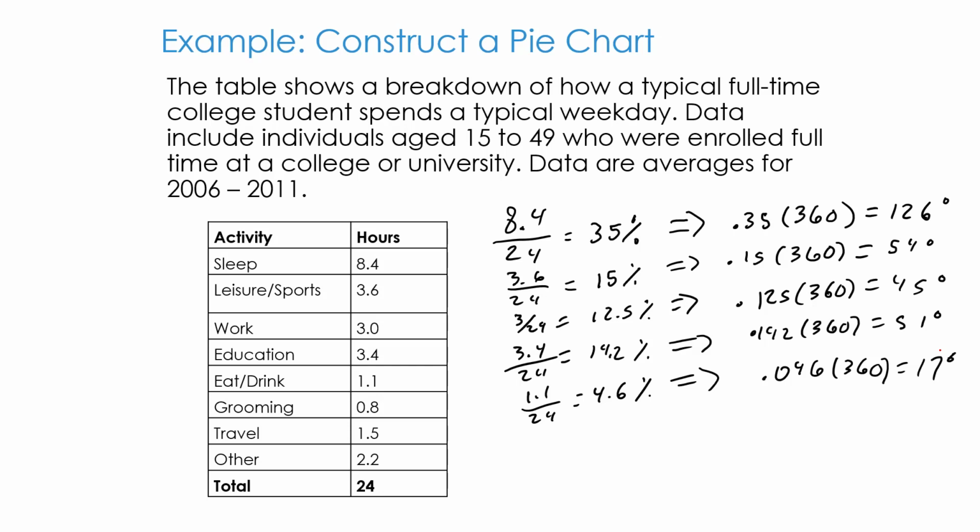Grooming, 0.8 divided by 24. And that will be 3.3%. And then you take your 0.033 and multiply by 360 degrees. These should all have degrees on them. It should be a 12-degree wedge.